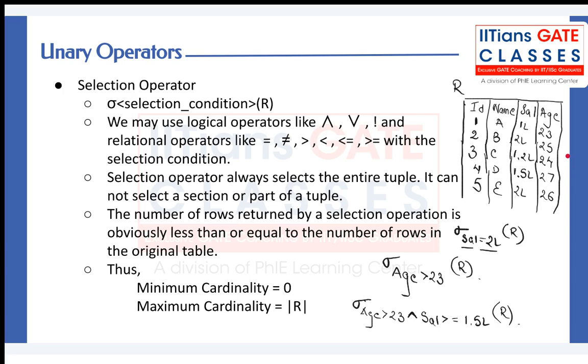Sigma salary greater than 2 lakh. In this table, as you can see, there is no person with salary greater than 2 lakh. So you will get how much? You will get 0 rows, and cardinality is the number of rows. So just for your notes, I'm writing it here for you to refer later.